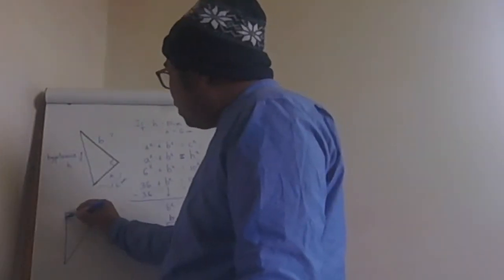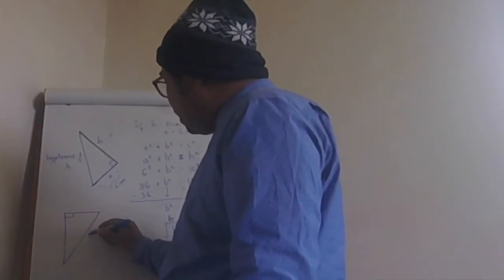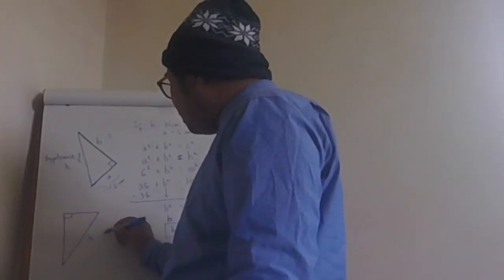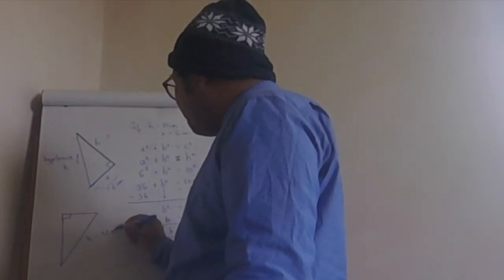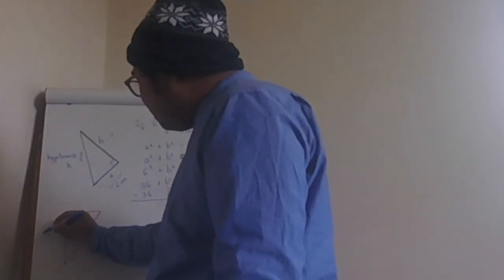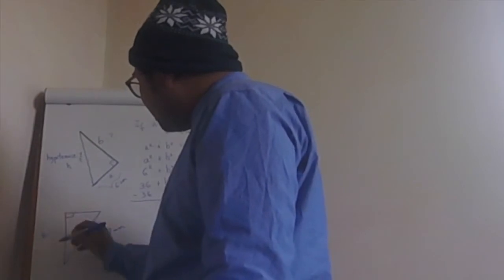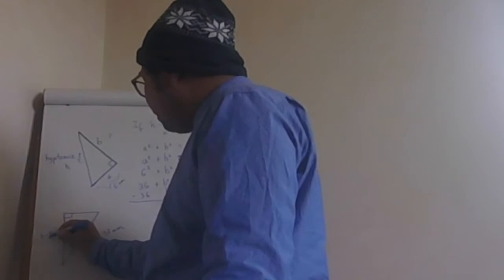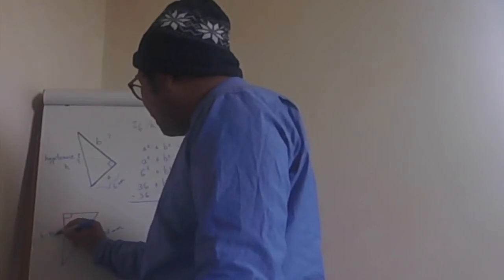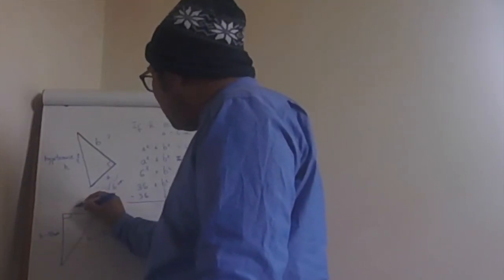Now this is where the angle is. Now this is h, this is the hypotenuse, and this is 37 mm. Now this is the B side, and this is 35 mm. Now what is this side?